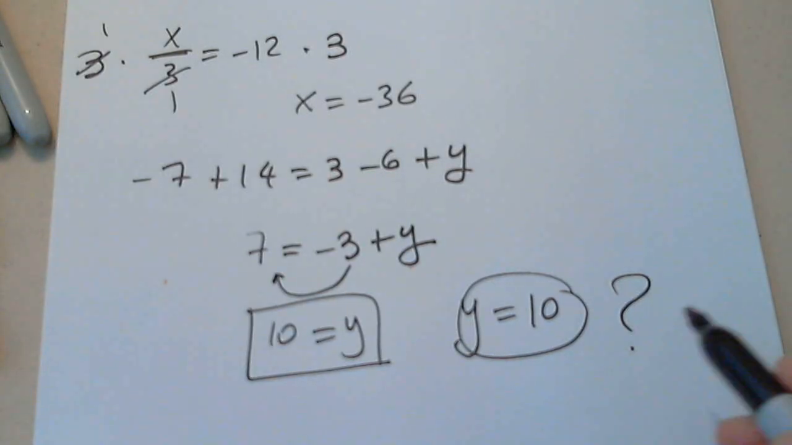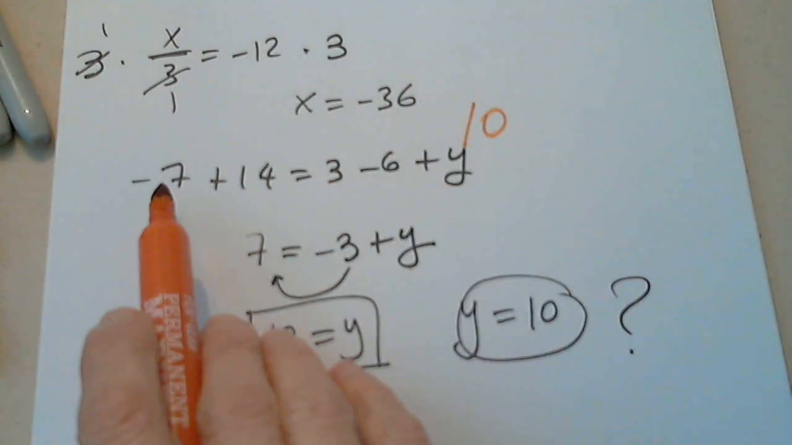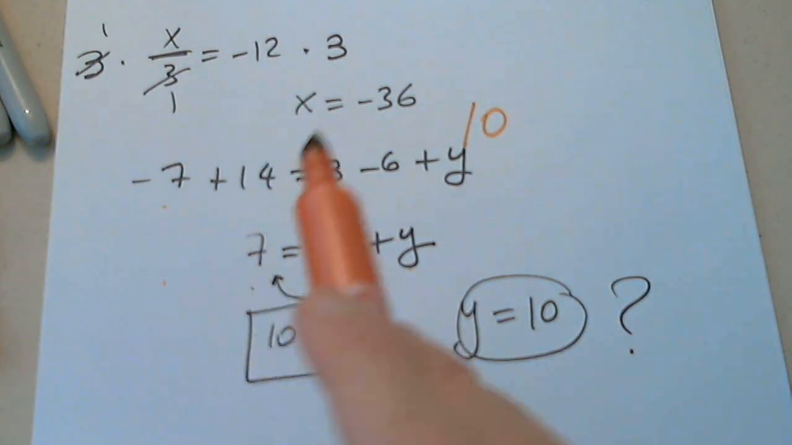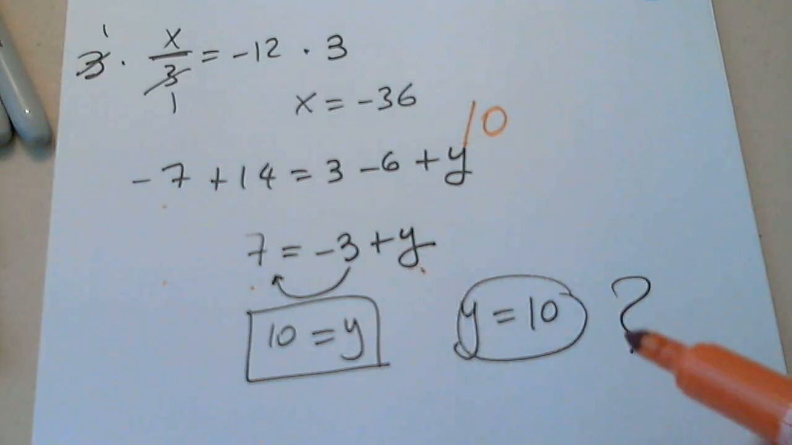But is this true? I don't know. It takes a few seconds to check if this is true. The left-hand side is definitely 7. The right-hand side is definitely 7. I would say yes.